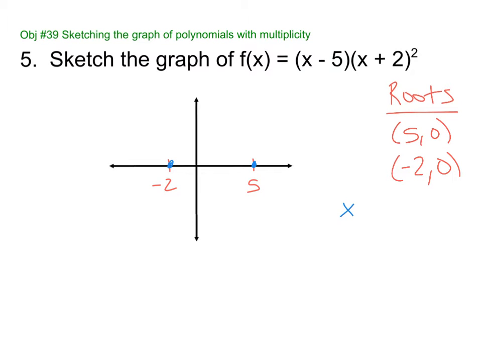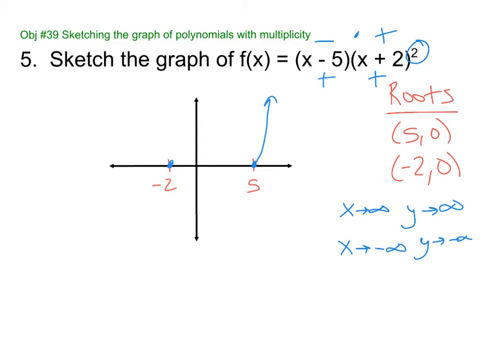Now let's think about our end behavior. As x goes to infinity, as I plug in a really big positive number, 1,000,000, I get a plus and a plus. So my y is going to infinity. So this arrow is going up, right? And then as x goes to negative infinity, what's happening? I plug in a negative, minus 5 is still negative, and then I have a square, so that's positive. So we get negative infinity. So this one's going down.